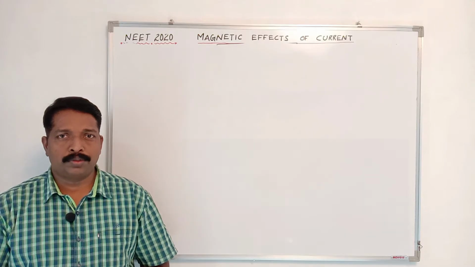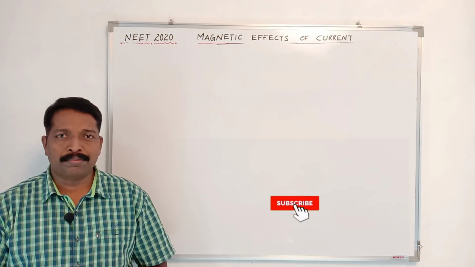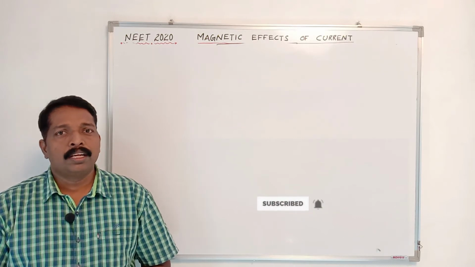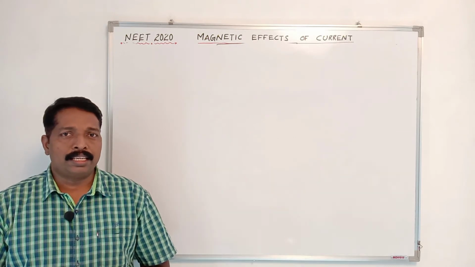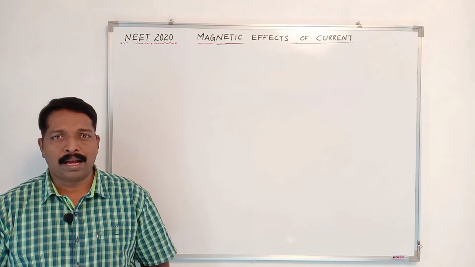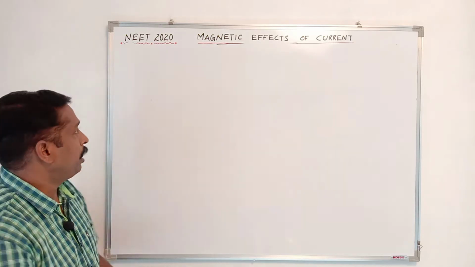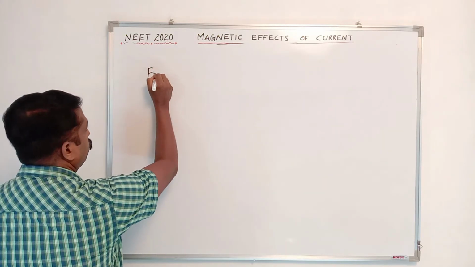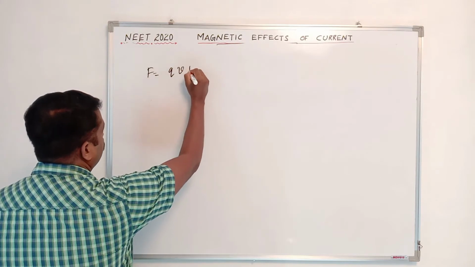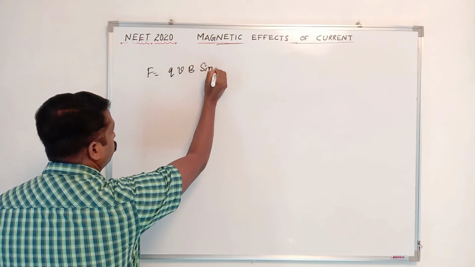So welcome back dear students, quick revision: magnetic effects of electric current. Force acting on a current carrying conductor placed in an external magnetic field. See, we have the Lorentz force F is equal to qvB sin theta, or q into v cross B.